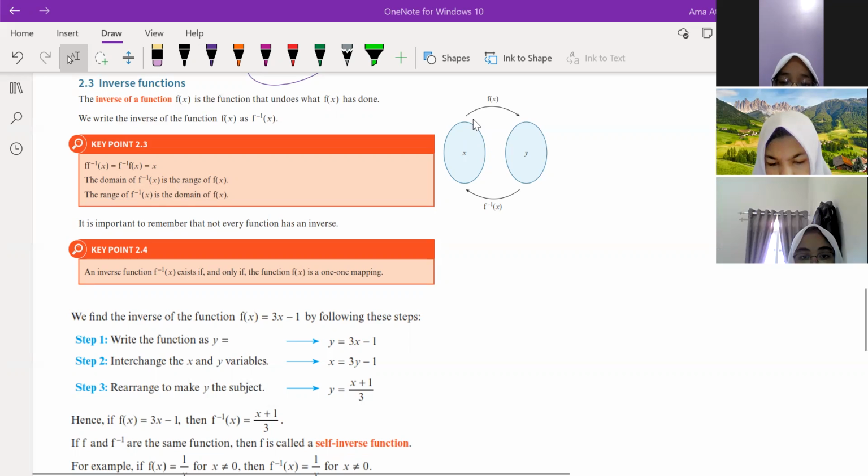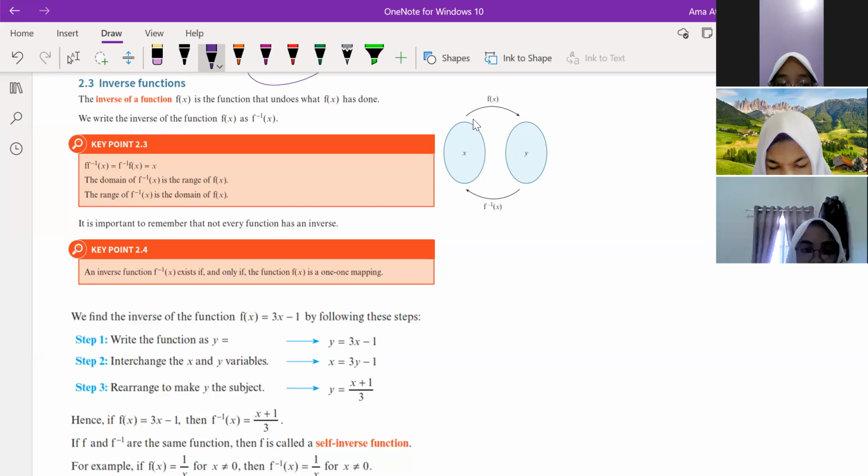And here there is important information. The domain of the inverse function is the range of the function. Remember that the domain of the inverse of a function is the range of the function, and the range of the inverse of the function is the domain of the function. Please remember this concept.